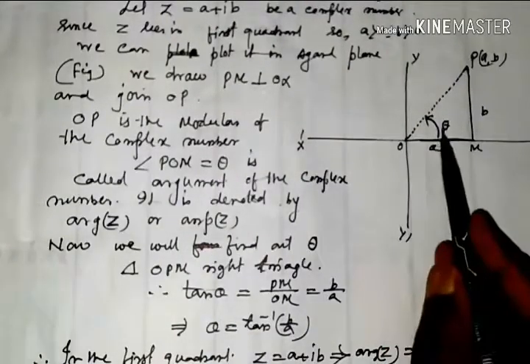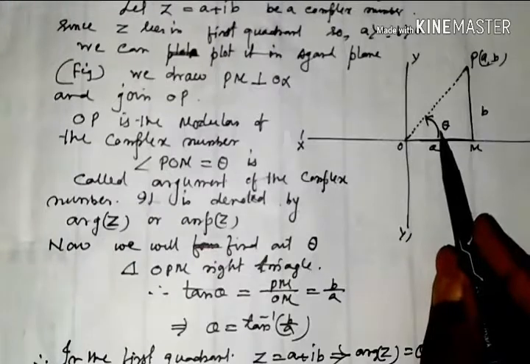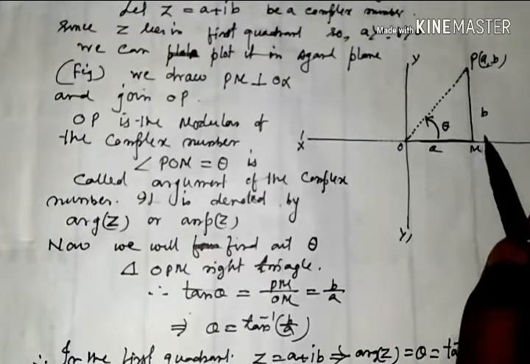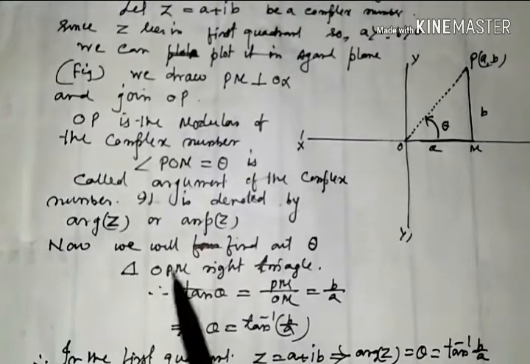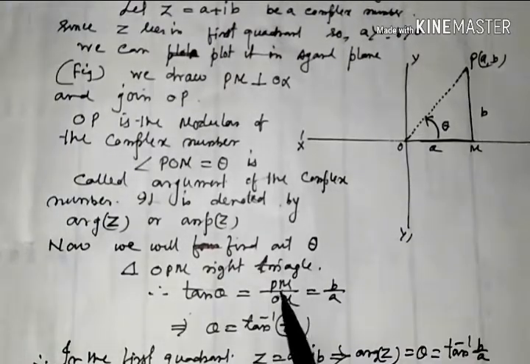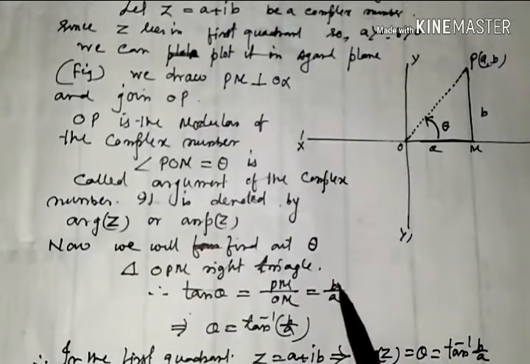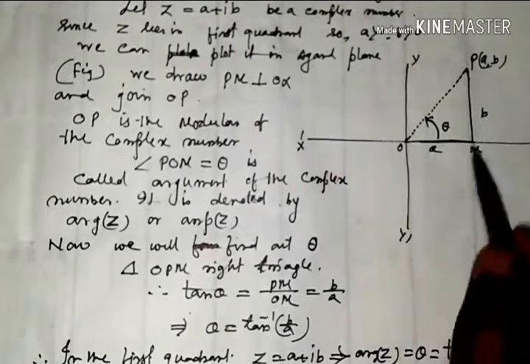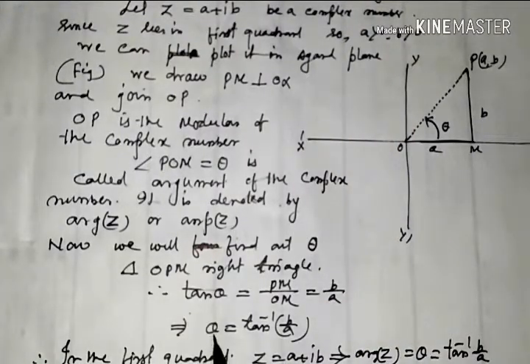Now we find out what theta is, that is, what the argument of z or the amplitude of z is. We see that triangle OPM is a right triangle. From here, tan theta is equal to perpendicular by base. Here PM is the perpendicular and OM is the base. The length of PM is b and the length of OM is a. Therefore tan theta is equal to b by a, which implies theta is equal to tan inverse b by a.